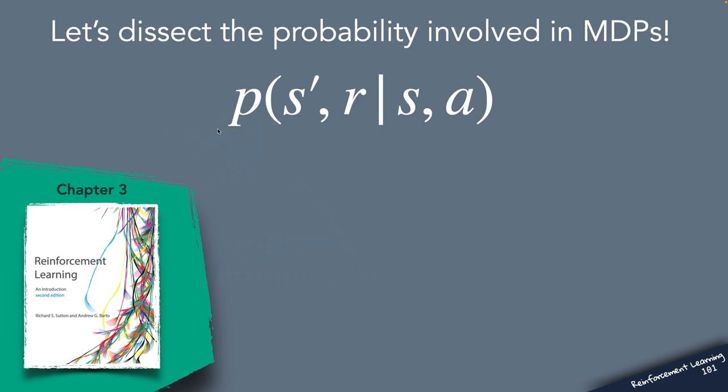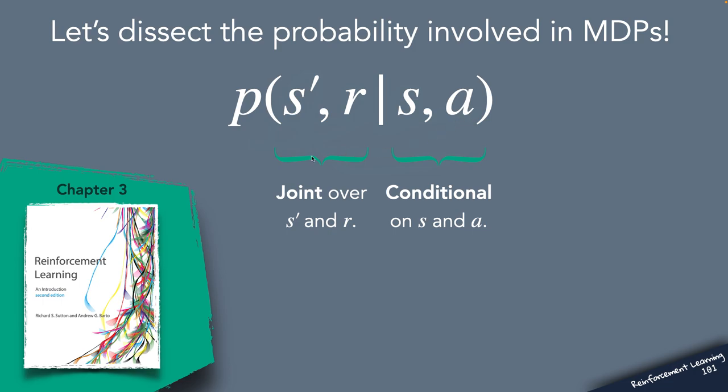Now, this P is a joint probability over two variables, S prime and R. So it's a probability that we will enter the future state S prime and receive a reward R. And this probability is also conditional on S and A. That's what the bar denotes. It's conditional on. And overall, you can read this whole thing as a probability that the next state will be S prime and the reward will be R, given that, that's what the bar denotes, given that the current state is S and the action selected is A.